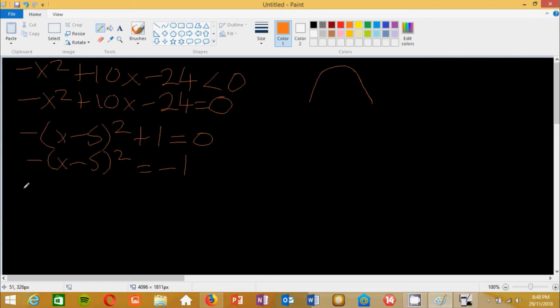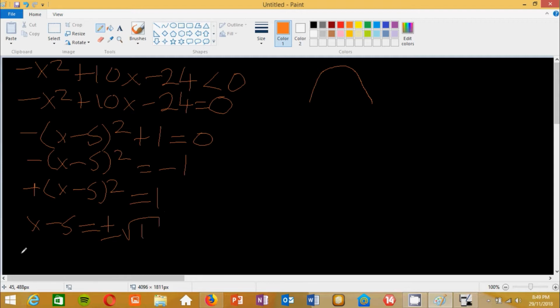Then we divide both sides by negative 1, or multiply both sides by negative 1, and we have x minus 5 squared is equal to 1. The negative is no longer there because we've divided both sides by negative 1. So it's now positive x minus 5 squared is equal to 1. Negative 1 multiplied by negative 1 is 1. This entire thing multiplied by negative 1 is positive. And then what are we going to do? We take the square root of both sides, and we have x minus 5 is equal to plus or minus the square root of 1.